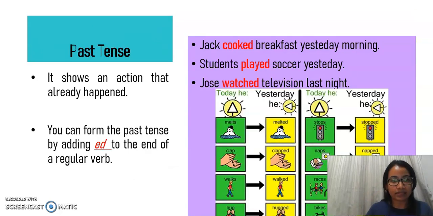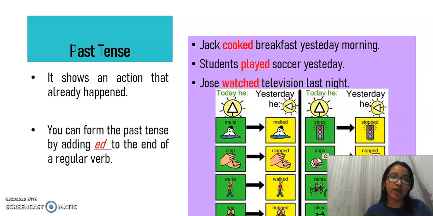Let's go to the past tense. And we have here that the past tense shows an action that already happened in the past. For example, yesterday, last week, last night, the last Christmas, your last vacations, things that already happened. And you can form the past tense by adding ed to the end of a regular verb.